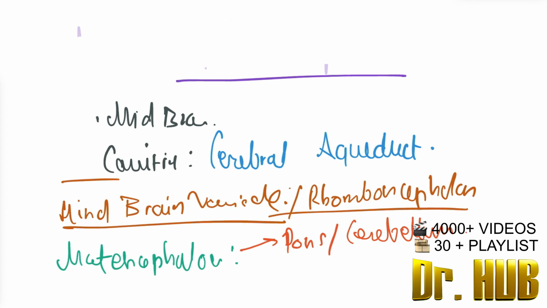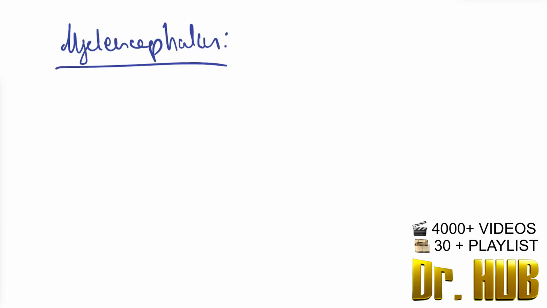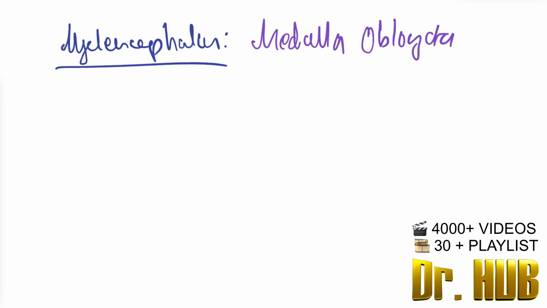And so we saw the metencephalon. Next comes the myelencephalon. Under the myelencephalon, there is the medulla oblongata, and there is a common cavity, that is the fourth ventricle.